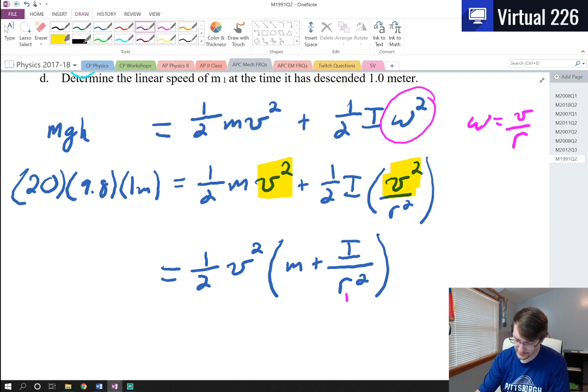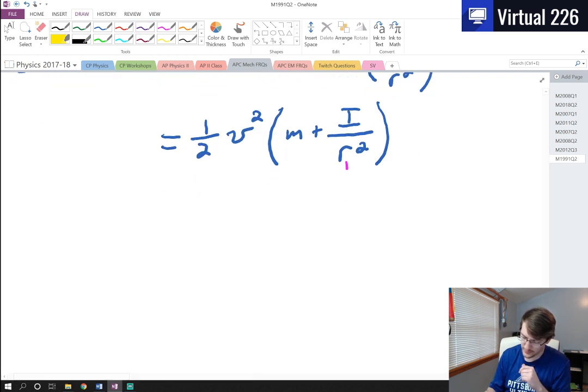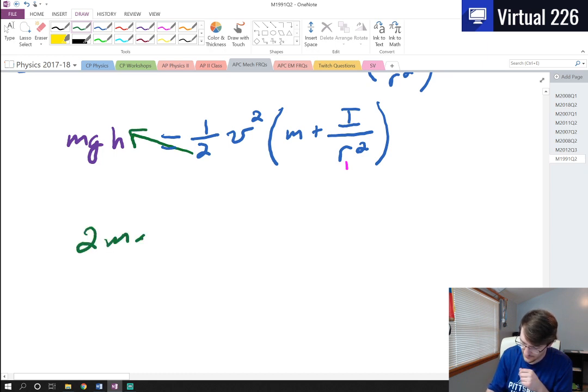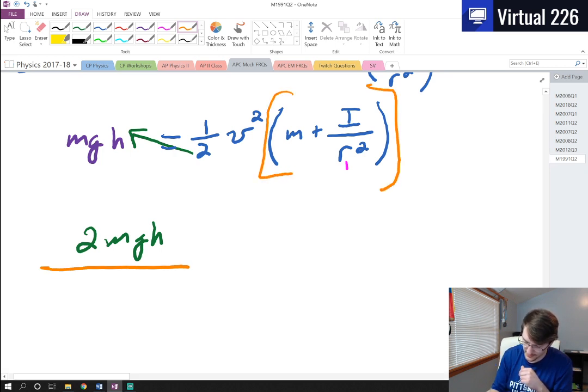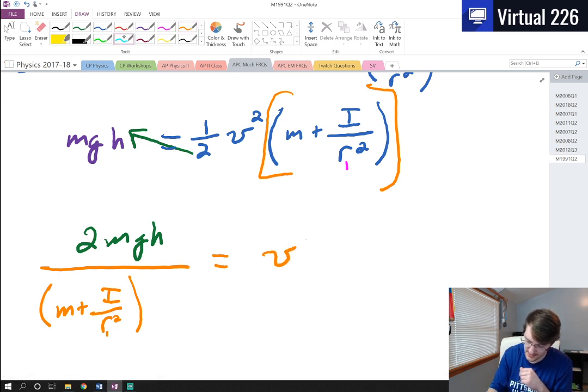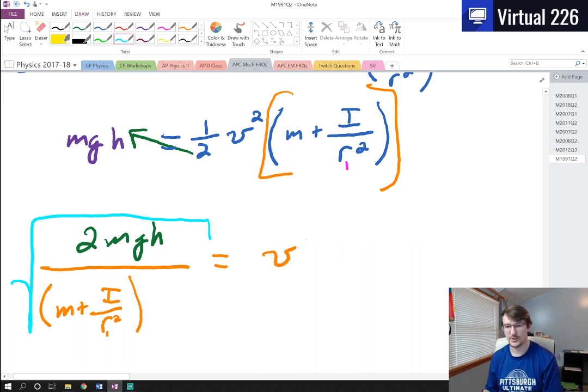I guess on the left side, 20 times, let's just say about 10. That's 200. So I'm going to get 200 on that left side, right? Well, let's just leave this as mgh. It'll make life easier. Numbers are the worst. So this is just mgh. Now if we solve this, I'll bring the 1/2 up. So I'm going to get 2 mgh, and then this entire term here, I need to divide by that. So divided by the quantity of m plus I over r1 squared. That's going to equal v squared. And then I need to take a square root of the whole thing to get an answer.